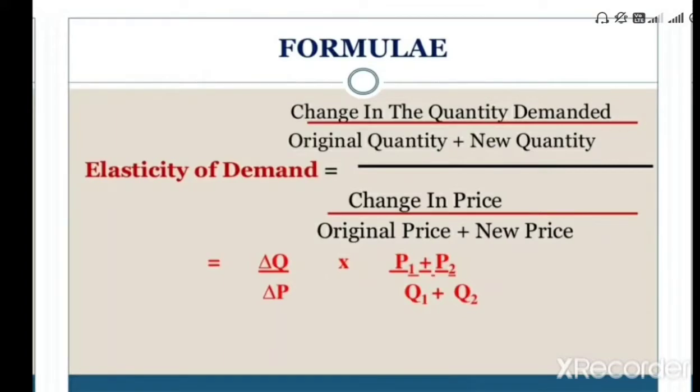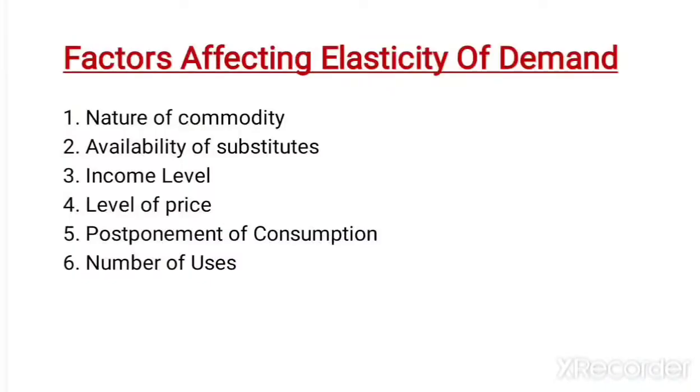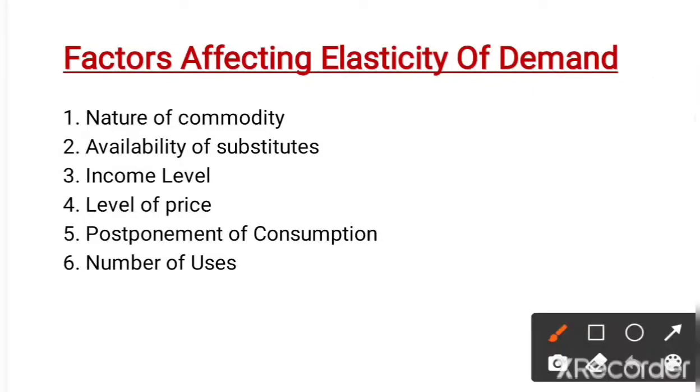Now let's go to the second topic, that is factors affecting the elasticity of demand. These are the different factors that affect your elasticity of demand: the nature of the commodity, availability of substitutes, income level, level of price, postponement of consumption, and number of uses. We'll study them one by one. How will the nature of the commodity affect elasticity of demand? Students, under nature of commodity, 3 different types will come, that is necessities, comforts, and luxuries.